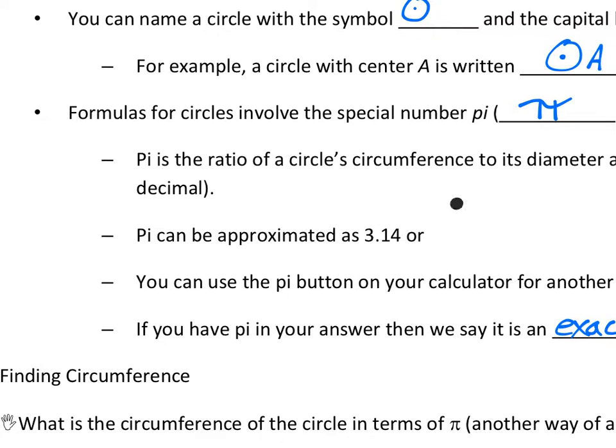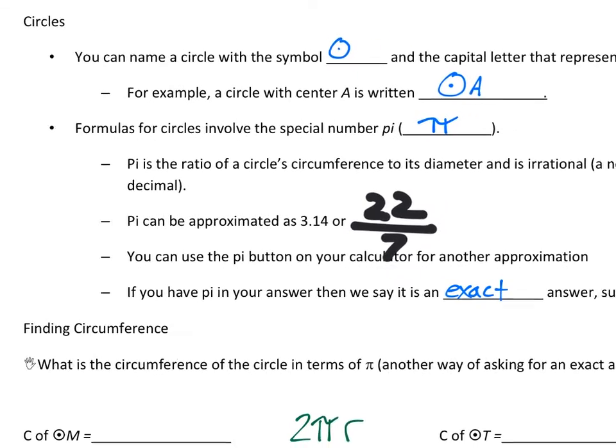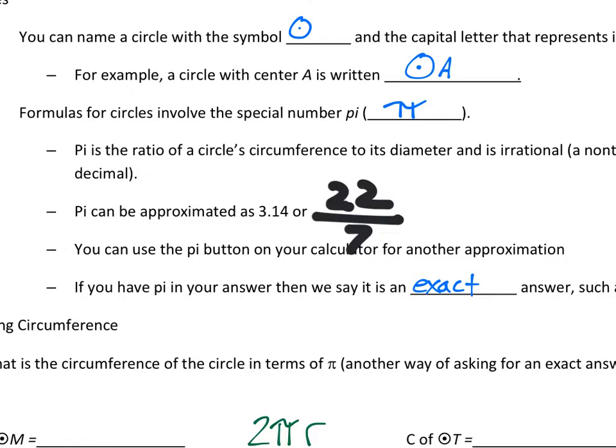or 22 divided by 7. That'll give us a very similar number to work with if you want to work with a fraction instead of a decimal.